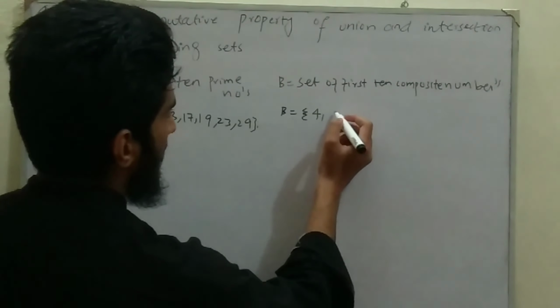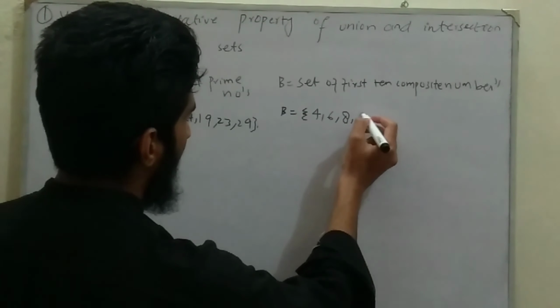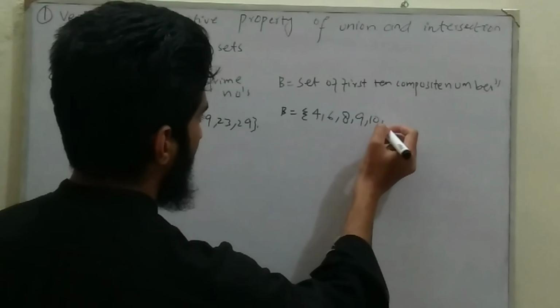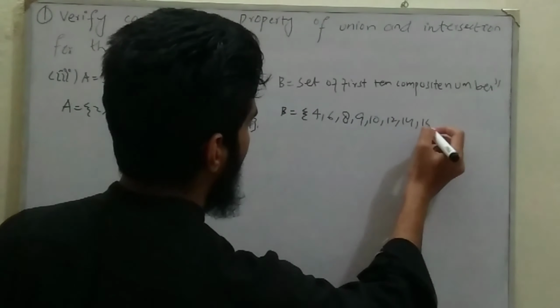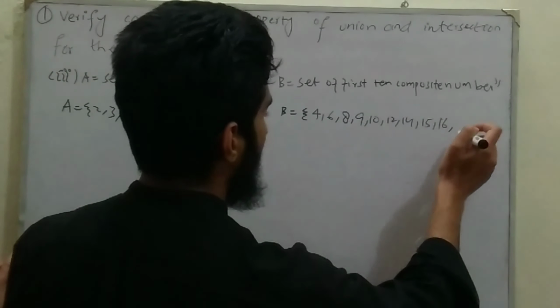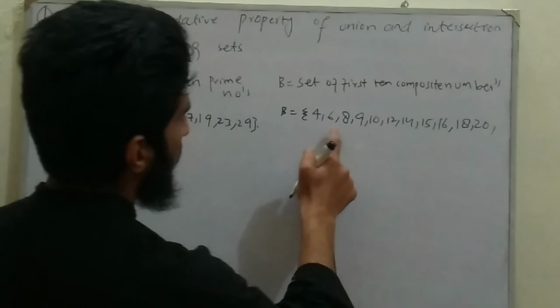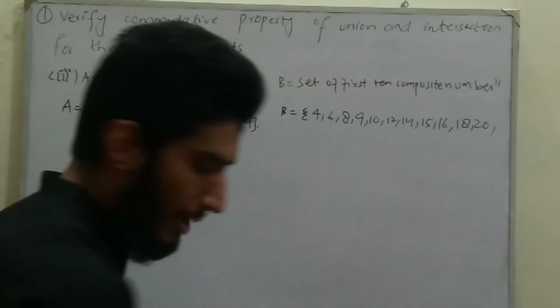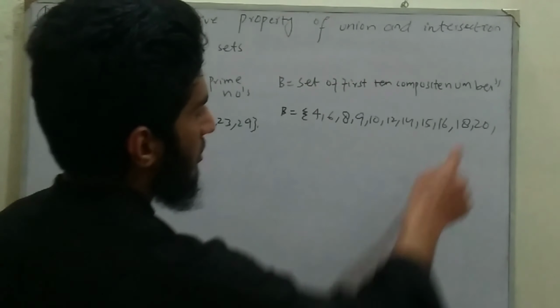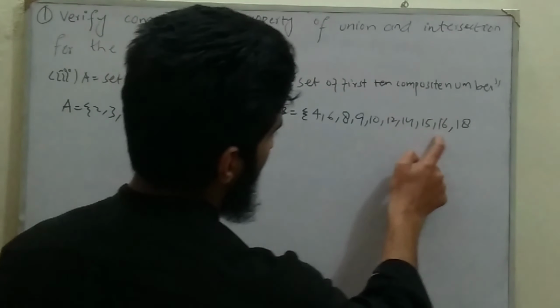Now after this we have 6 is a composite number, and 8 is a composite number, 9 is a composite number, 10 is a composite number, 12 is a composite number, 14 is a composite number, 15 is a composite number, and 16 is a composite number, 18 is a composite number, 20 is a composite number. So 1, 2, 3, 4, 5, 6, 7, 8, 9, 10. So we don't need up to 20 because they tell about just 10 numbers.